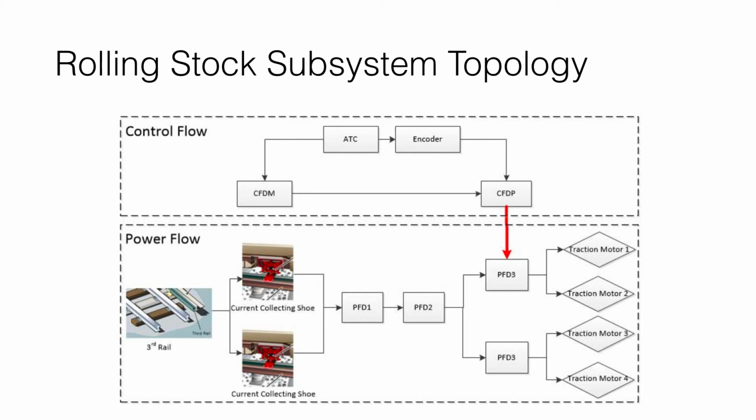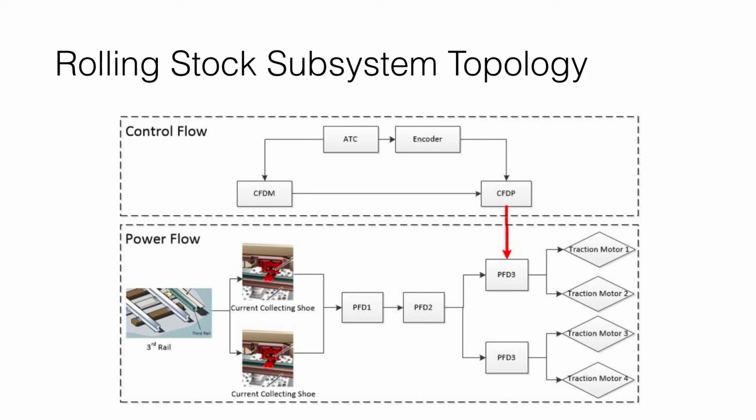In addition, this PFD3 links the movements of the car to the control flow subsystem, which is receiving commands from this ATC, or automatic train unit. And these units reside both trackside and on the train. It's used for accelerating, decelerating, braking, etc. And these ATCs are actually part of the communication system, which we'll discuss next.